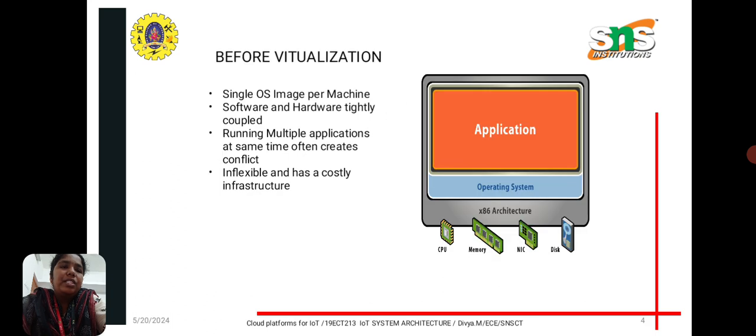Before virtualization, there is a single OS image per machine, with software and hardware tightly coupled. Running multiple applications at the same time often creates conflict, and it is also inflexible and has a costly infrastructure. We have a single CPU, memory, NIC, hard disk and one architecture, and we have only one OS for the application.